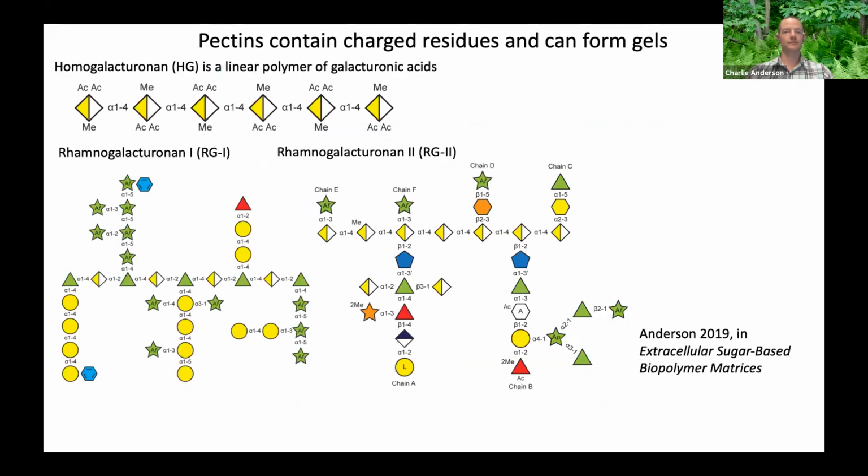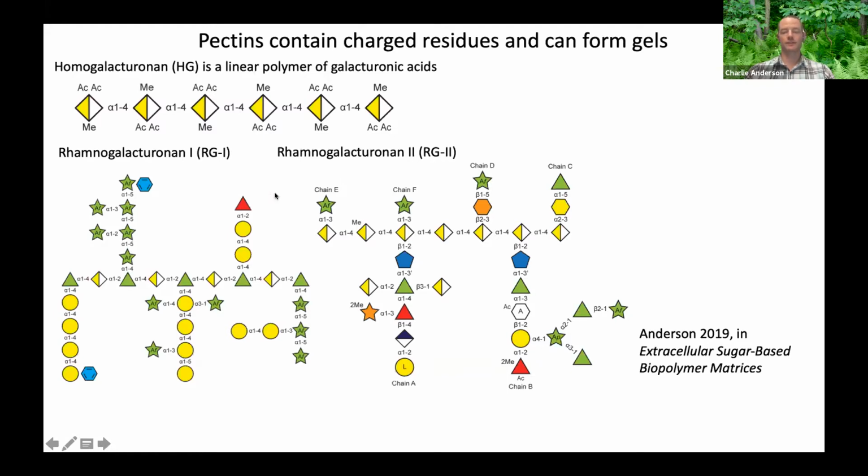The third class of polysaccharides is called pectins, and pectins contain charged residues, negatively charged residues, and can form gels in the cell wall in some cases. So the simplest form is homogalacturonan, or HG for short. Everything in the cell wall has to have a name that's at least 4 syllables long. That's the rule. And we also have 2 other types of more complex pectin, rhamnogalacturonan 1, or RG1 for short, and rhamnogalacturonan 2, or RG2 for short.